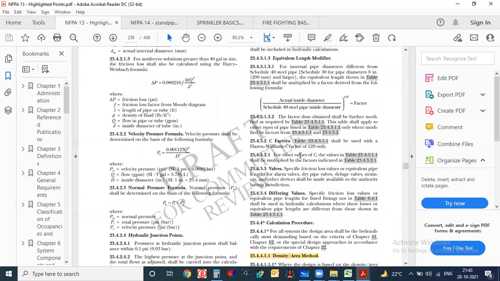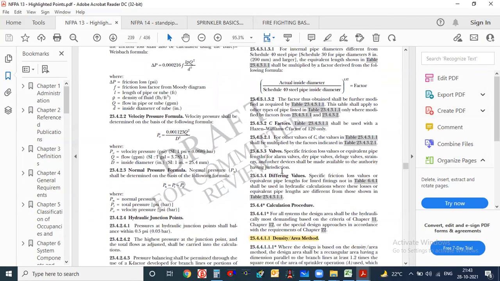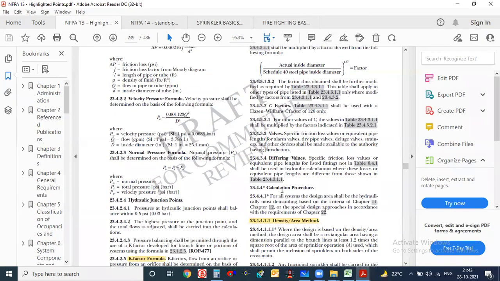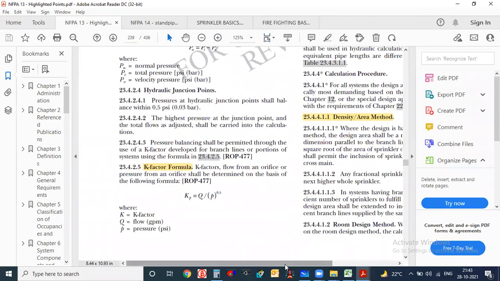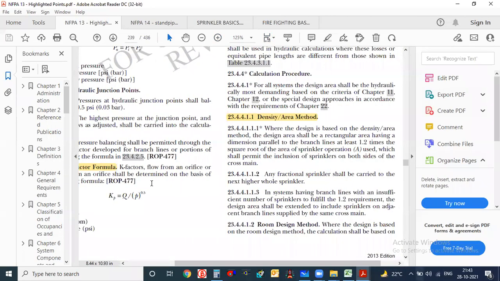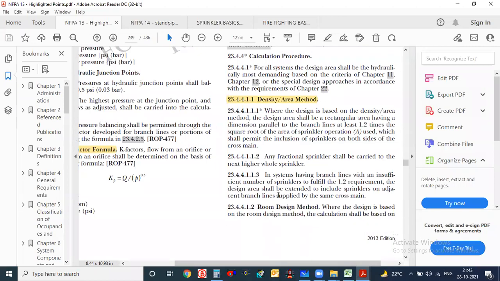Some things are written here; you can just avoid this. Now this portion is talking about the calculation procedure. In the calculation procedure, there are two methods given actually: one is the design area method, one is the room design method. We are going to follow the density area method only, because we have the density area curve. So we are going to follow this density area method.